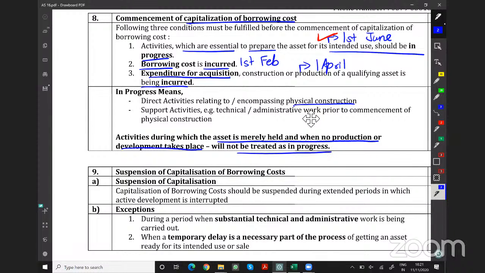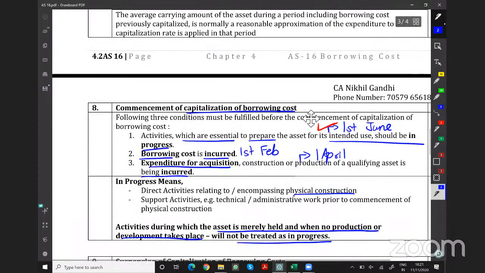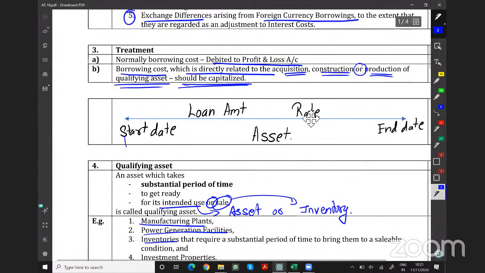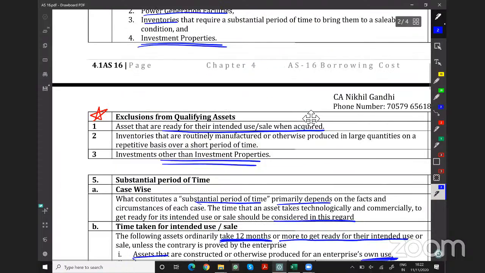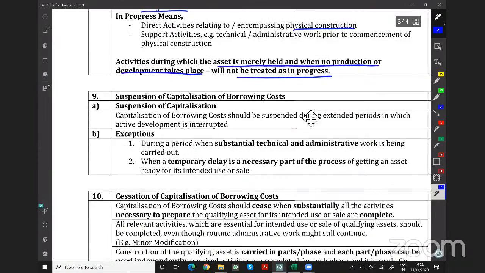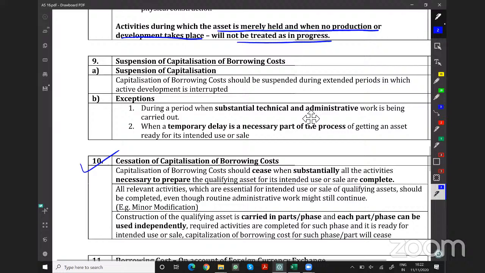So there should be a start date, and there should be an end date. See, in case of a loan, there will be a start date, an end date, an asset, a rate of interest, and a loan. The loan is general or specific. The rate of interest is the weighted average, or in case of specific, we can calculate normally. The asset is a qualifying asset. The start date is the date of commencement. There will be suspension, and then there will be an end date. So, sir, what will be suspension? And the last one will be the end date, or the cessation of borrowing cost.